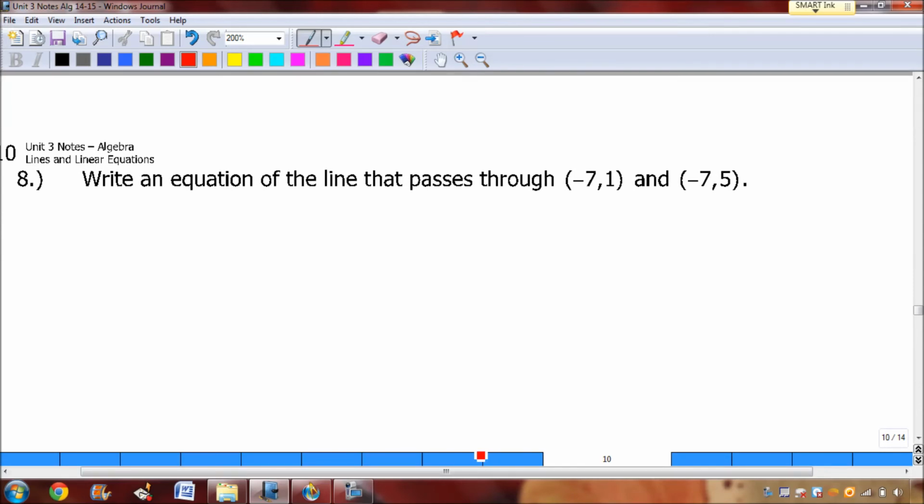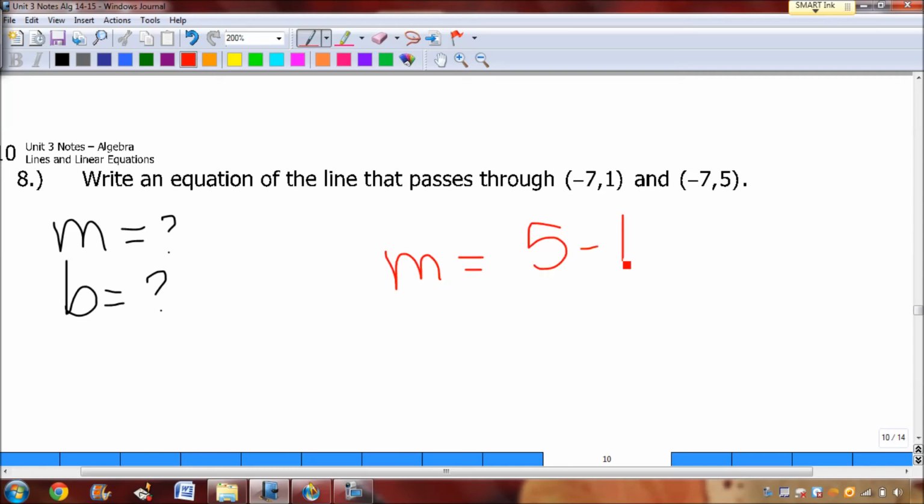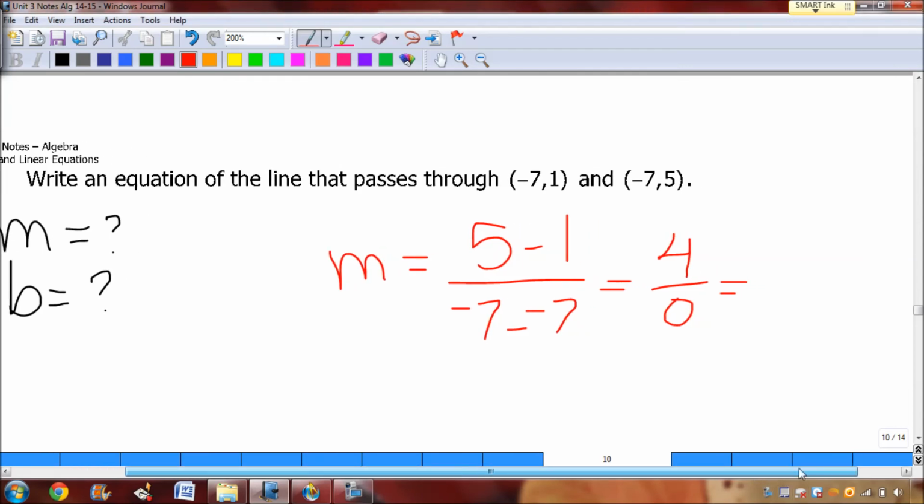Number 8, write an equation of the line that passes through negative 7, 1 and negative 7, 5. So I need to figure out what the slope is, and I need to figure out what the y-intercept is. Both are mysteries to me. So let's figure out the slope. m equals 5 minus 1 over negative 7 minus negative 7. So I end up getting 4 over 0. And remember, you can never divide any number by 0, so this will be undefined.